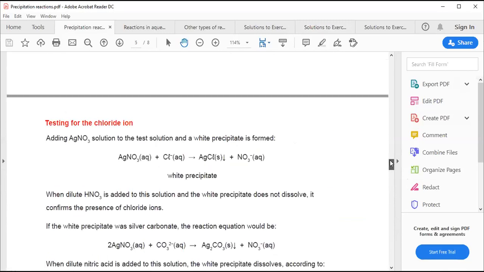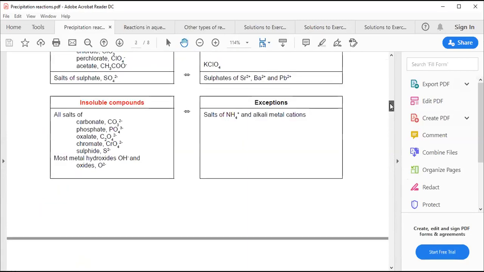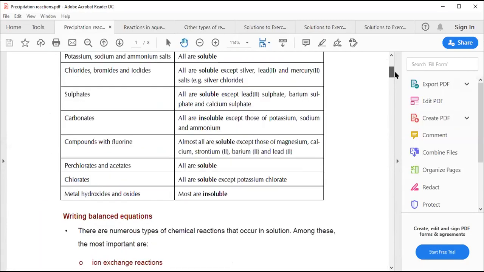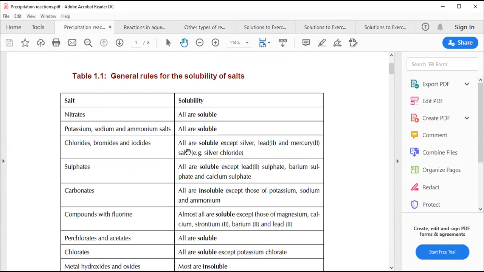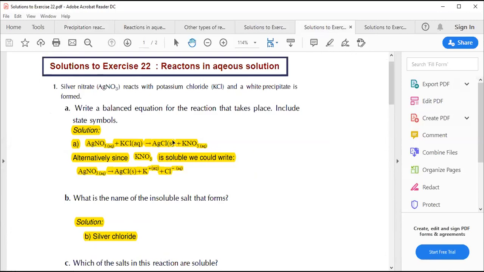If you just check on the chart that I gave you, chlorides are all soluble except silver. So if chloride is bonded to silver, it's going to become insoluble. That's why we are writing solid here. It's not going to dissolve. So it's going to be solid, right?